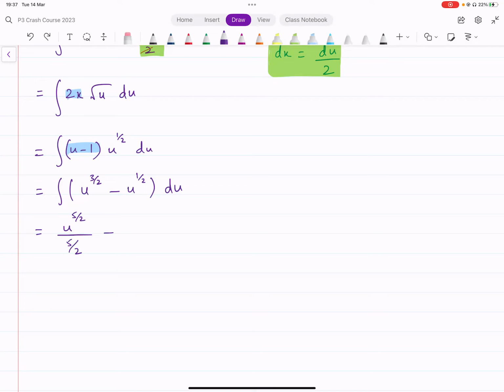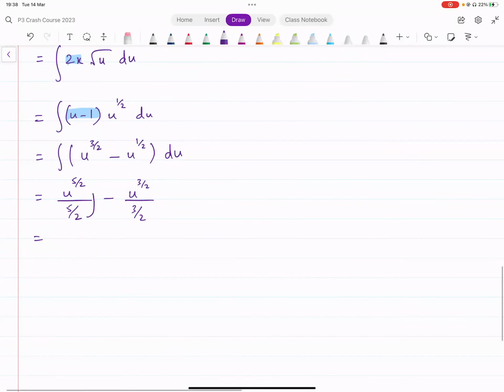What's the integral of u raised to power 1 over 2? You add 1 to the power, 1 over 2 plus 1. That gives you 3 over 2. Divide by the increased power, so you divide this by 3 over 2. Now simplify this. This 2 is going to go to the numerator for both fractions. And that leaves you with 2u raised to power 5 over 2 divided by 5 minus 2u raised to power 3 over 2 divided by 3. This is what the integral turns out to be.